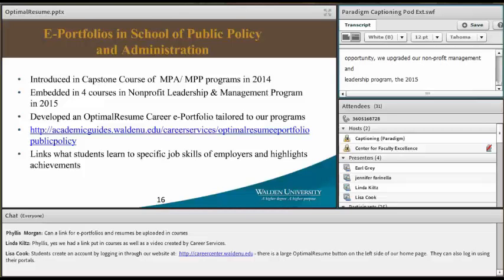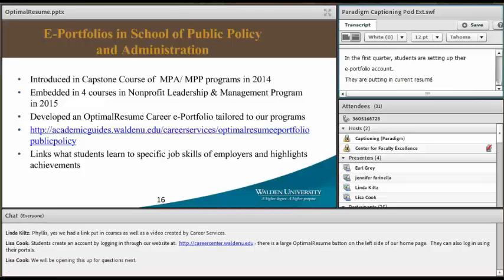I started to integrate an ePortfolio in the very first quarter in which students took courses in the nonprofit program. So basically, it's kind of like Earl's program. In the first quarter, students are setting up their ePortfolio account and putting in a current resume. And that's in a Principles of Nonprofit Management and Leadership course.